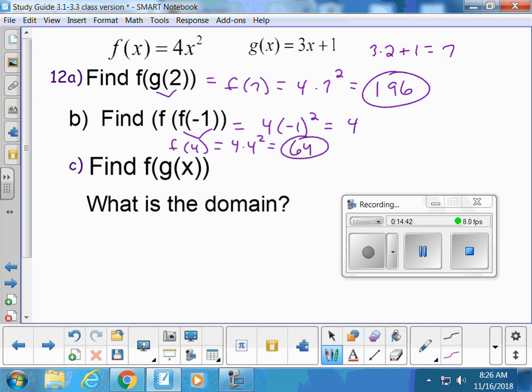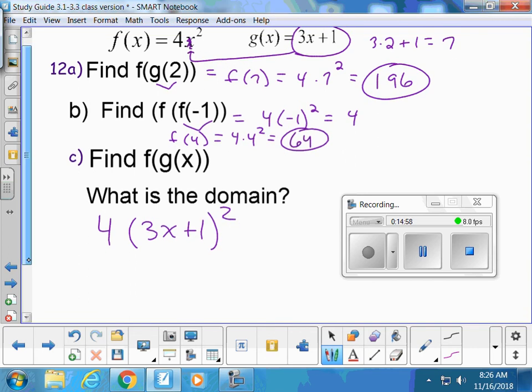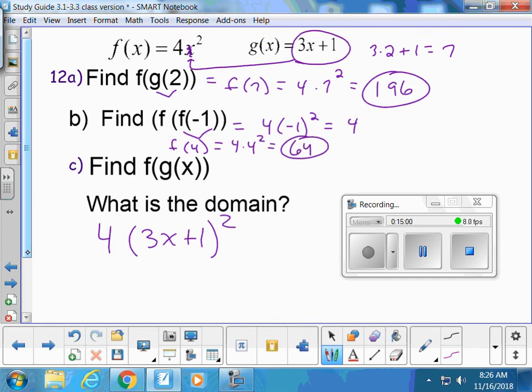Part C, find f of g of x. So you're going to circle g of x. Ooh, this will be fun. You gotta stick it right there. Sometimes there's distributing and foiling required. What are we gonna have to do on this one? Nothing, just leave it. No, not so much. So you're gonna have to write 3x plus 1 twice.